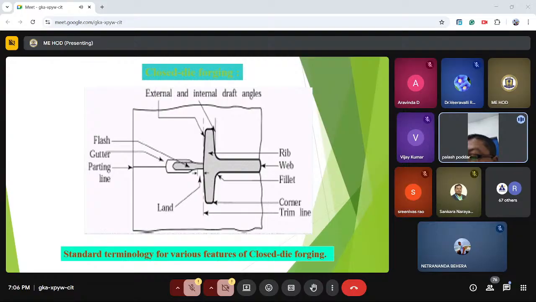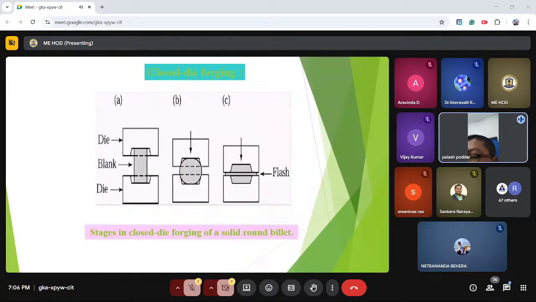The excess part is called flash, and it will go inside the flash gutter, so it can be cut down. That will be shown later. Closed die forging also can be done with dies, blank, and force will be applied from the top, and flash will be removed from both sides.